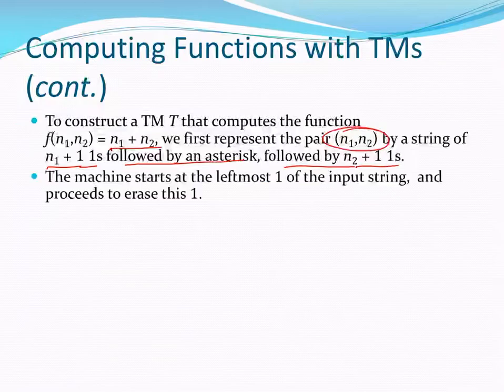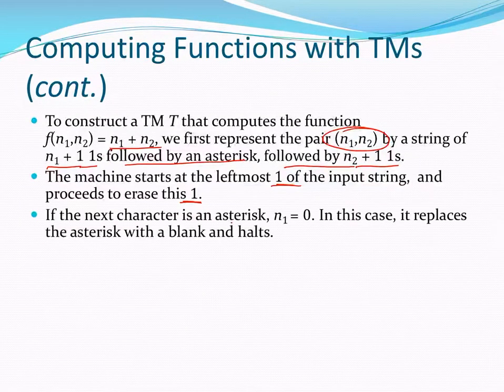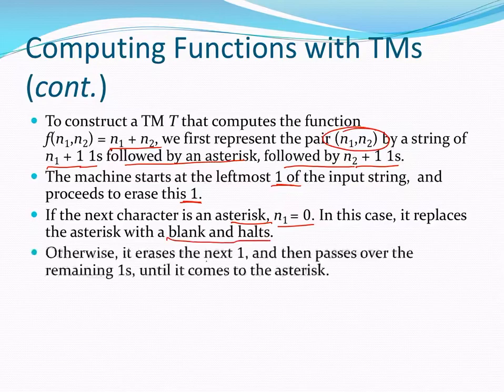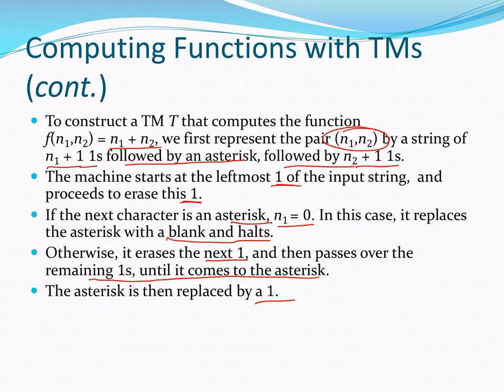The machine starts at the leftmost one and erases it. If the next character is an asterisk, that means I was adding 0 to a number. Then all I need to do is replace that asterisk with a blank and halt. Otherwise, we want to erase that 1 and then pass over all the remaining ones till it comes to an asterisk, then replace that asterisk with a 1.